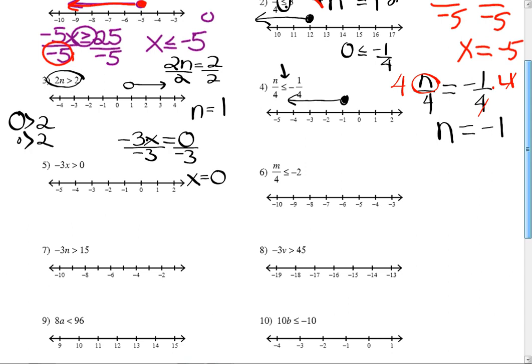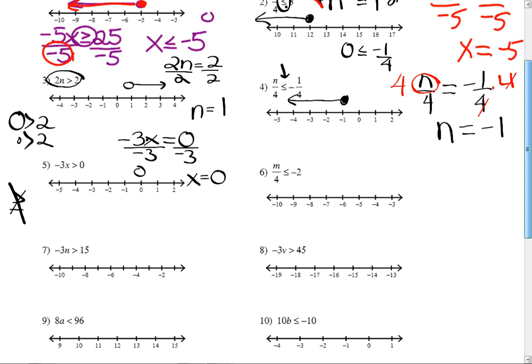Okay? You see why it's 0? 0 divided by any number, use your calculator if you need to, is 0. So 0, do I get to include that or not? Why not? Because it doesn't have the little line. If it were greater than or equal to, I would get to include it, but it's not.